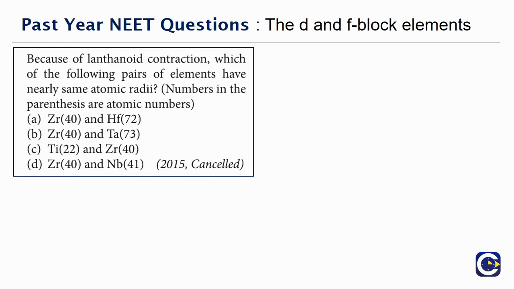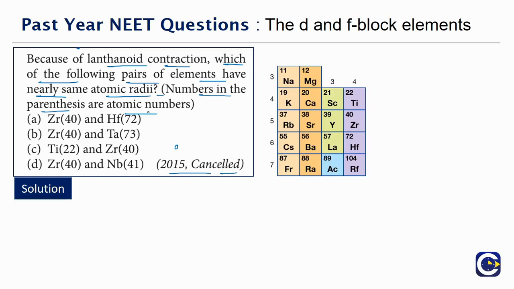Next we have another question that has come in the 2015 cancelled paper. Because of the lanthanide contraction, which of the following pairs of elements have nearly the same atomic radii? Meaning as per the lanthanide contraction, which of the elements will have the same atomic radius? Now if you look at these elements, they belong to zirconium and hafnium. Zirconium is in the 5th period, hafnium comes in the 6th period. Zirconium's atomic number is 40, hafnium's atomic number is 72.